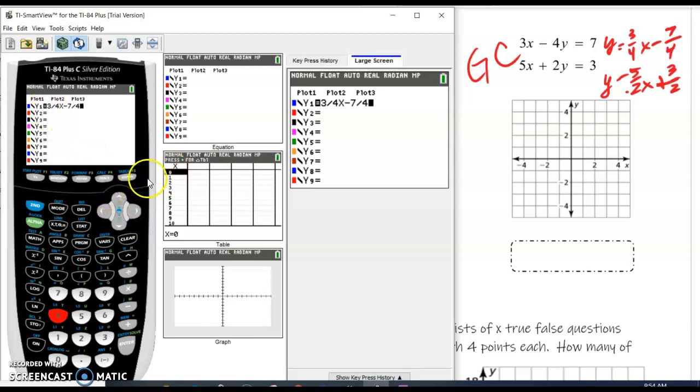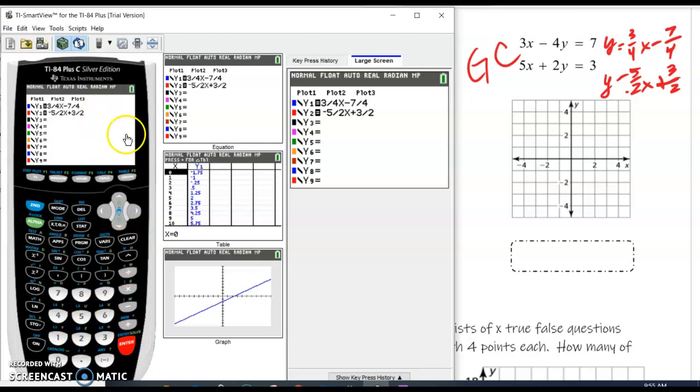Now, what we're going to do that's new is put in a second equation. So this time you're going to scroll down and go to your y sub 2, which means your second equation, and enter the second equation. Remember, for a negative, we don't use the subtraction sign. You have to use a negative sign. So go down here, enter negative 5/2, which is 5 divided by 2, x, and then plus 3/2, so plus 3 divided by 2, and hit enter.